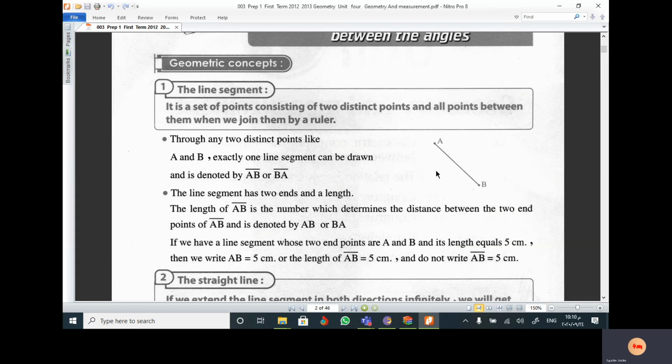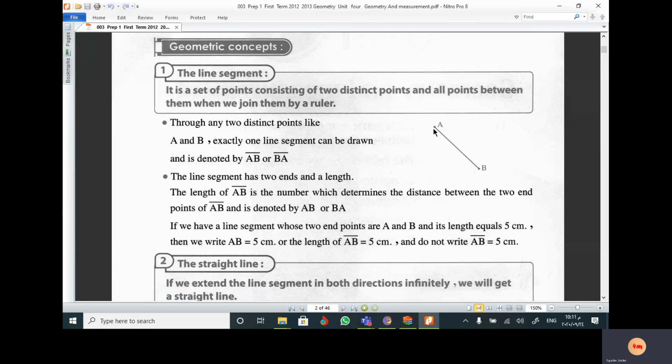You can write the line segment as line segment AB or line segment BA. You can start from A or start from B. The two points A and B are two end points. Distance from A to B or B to A is AB. AB is the length of line segment AB. BA is the length of line segment BA.